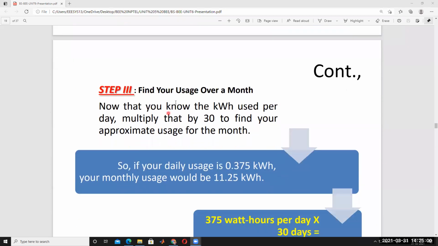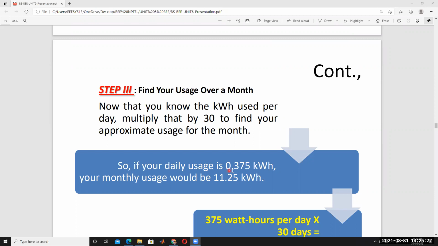And then find your usage over a month. That means multiply by the days of the month, that is 30 days. Now that you know the kilowatt hours used per day, multiply that by 30 to find your approximate usage for the month. Every month you are getting an electricity bill, am I right? So that's why we multiply by 30.